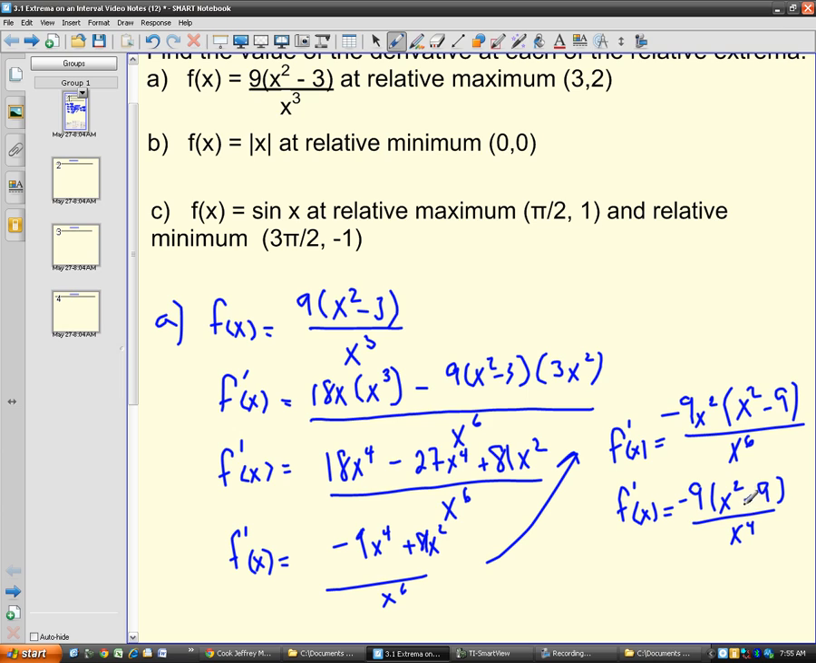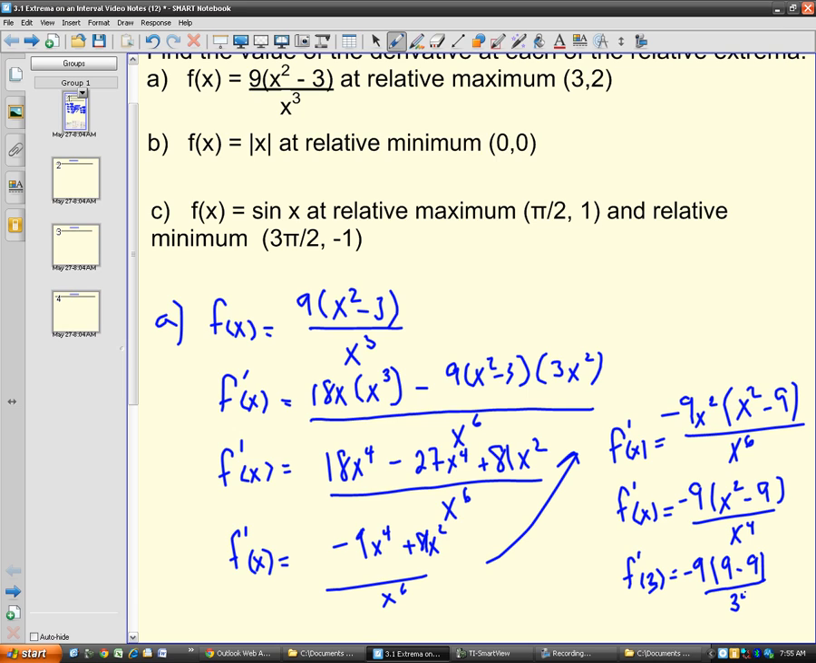Now if I plug in my x value for my maximum, f prime at 3, sorry, my x value, I will find out something about this. So negative 9, and then I get 9 minus 9, over x to the 4th, which is 3 to the 4th.